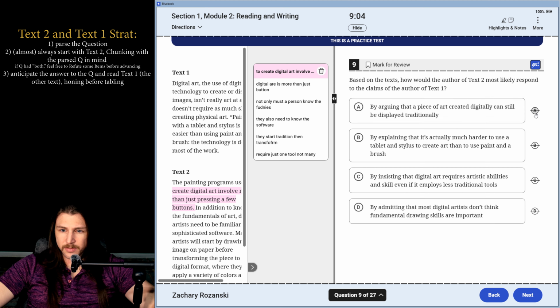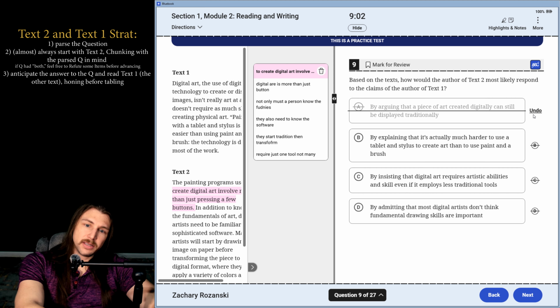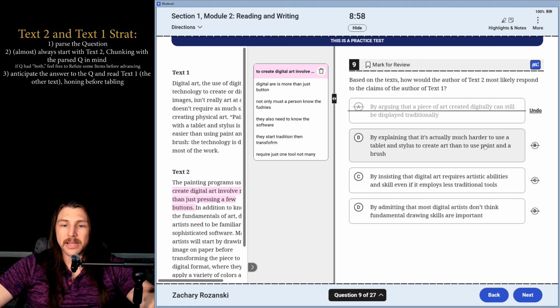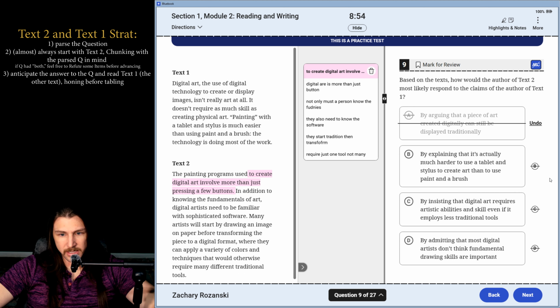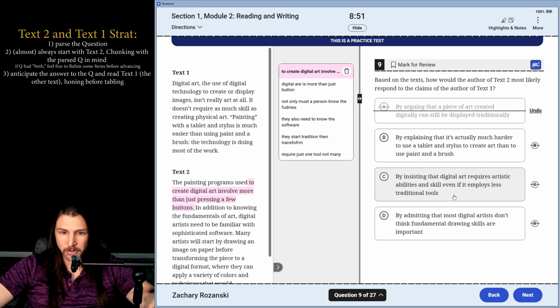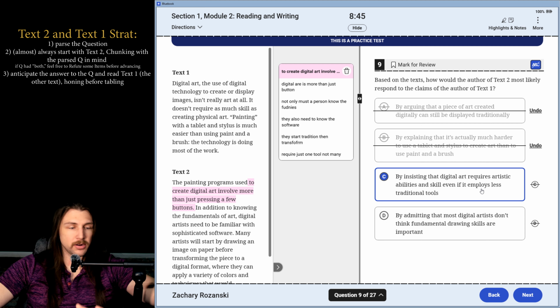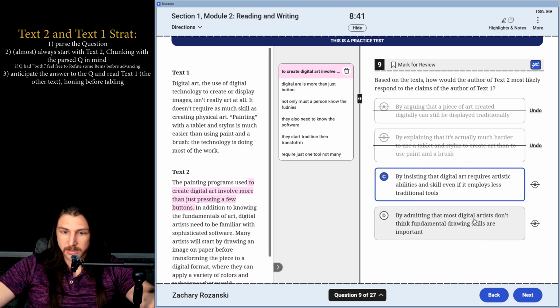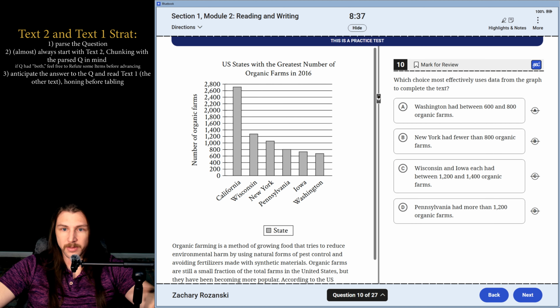No, he's not saying that it can't still be traditional, because originally the person of text 2 is saying that digital art is not even art. By explaining that it's a harder to use template, no, he's not saying anything about harder. There's like a simplicity present in the notion of that, but we'll leave it on the table. By insisting that digital art requires artistic abilities and skills, absolutely, right? It starts from traditional art. He's not throwing shade and comparing. His purpose would be to unify the artists in this space by admitting that digital artists don't think fundamentals are important. No, they absolutely do think they're fundamental, and they start there.